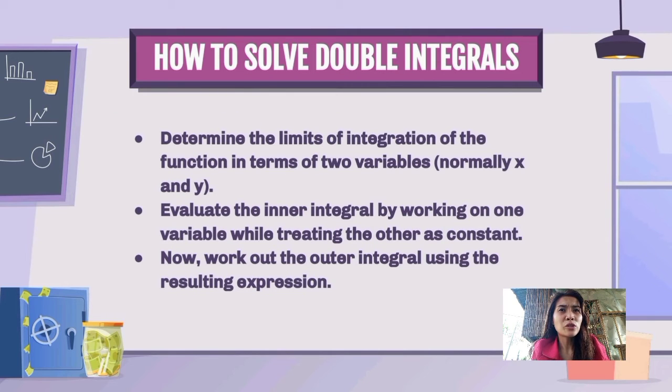So how do we solve double integrals? First, you're going to determine the limits of integration of the function in terms of two variables, normally x and y. Second, evaluate the inner integral by working on one variable while treating the other as a constant. And then lastly, you should work out the outer integral using the resulting expression.